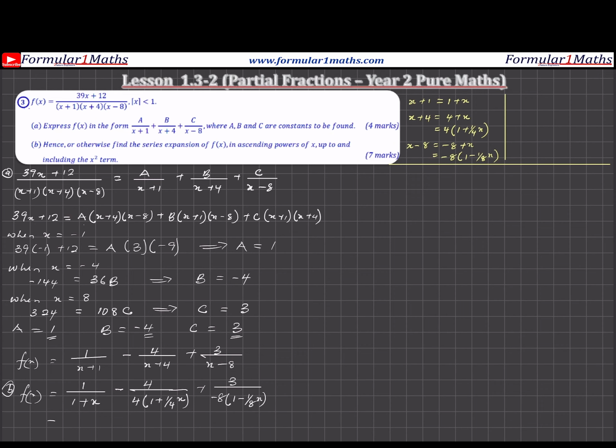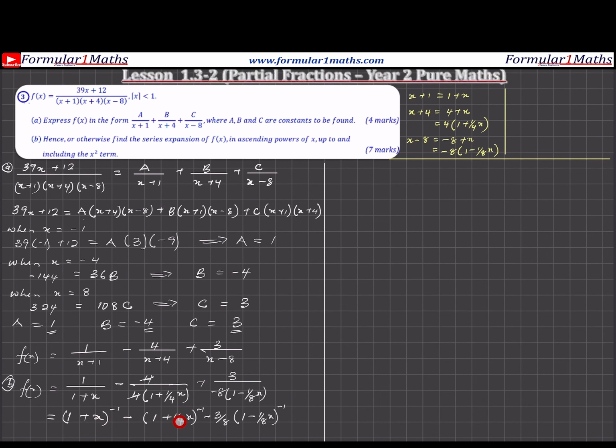So we can write this as 1 plus x raised to the power minus 1, minus 1 plus 1 over 4x raised to the power minus 1, because this and this can cancel. And then I'll have minus 3 over 8 times 1 minus 1 over 8x raised to the power minus 1. We are now ready to do our expansion. So I'm going to take each step individually and expand them.